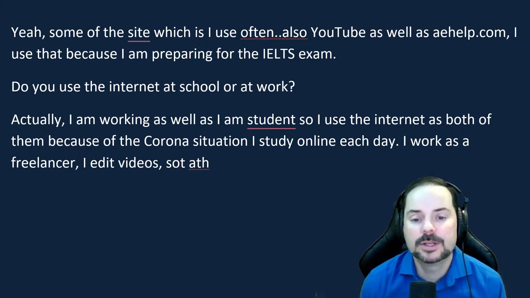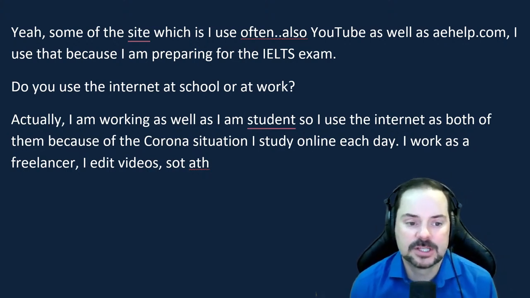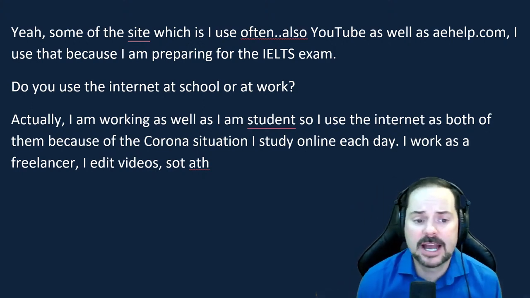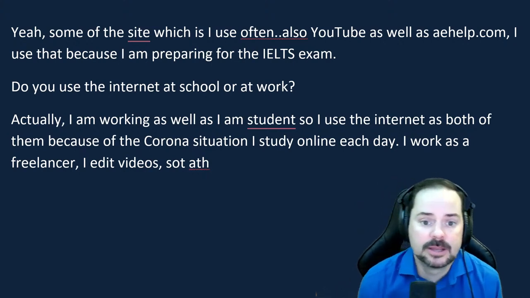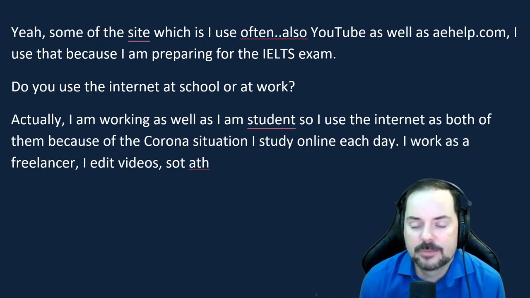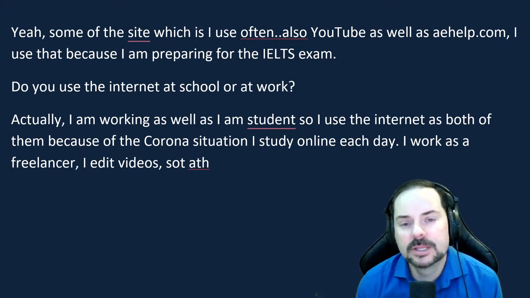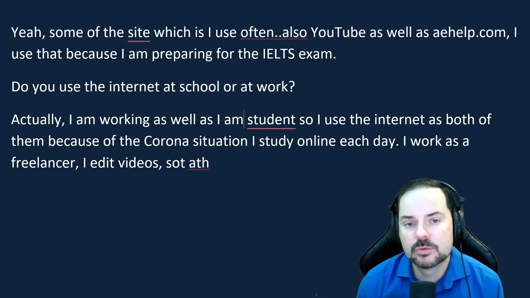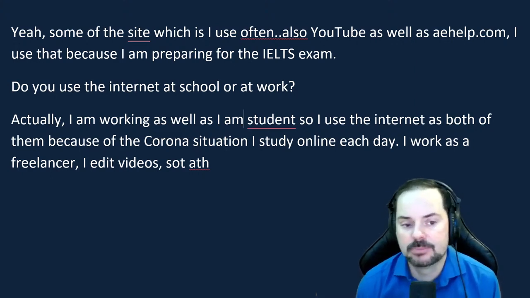Okay, part 1, they're fairly simple questions, so don't complicate the answer unnecessarily. So instead of saying actually I am working as well as I am a student, I would just say I work and I'm a student, so I use the internet in both work and at school. Okay, so just simpler grammar. Does that make sense? Yeah. Instead of overcomplicating the basic grammar of the answer, focus more attention on having a good explanation and example.